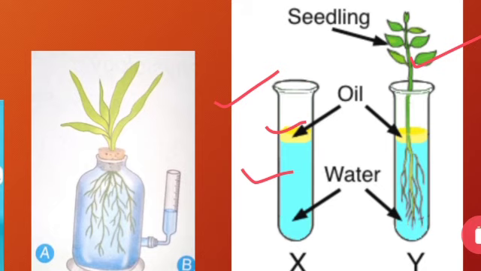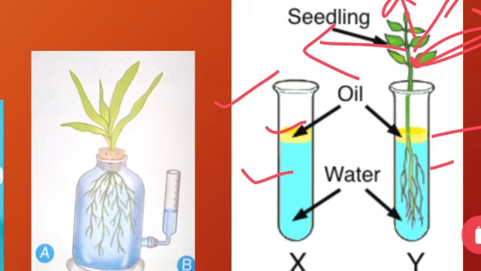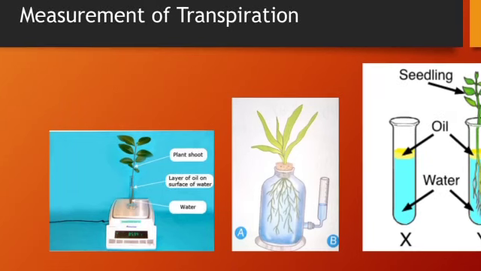Now before the experiment we'll mark the level. Then we'll leave the experiment under the sun for a few hours. After a few hours, what will we observe? We'll observe there will be a change in the level of the water. This difference in the level of the water shows that the twig has taken water during the process of transpiration. Means they have released some water during this process, and to fulfill the requirement of water they have absorbed water from the test tube.